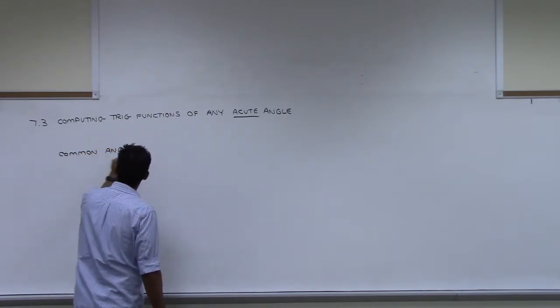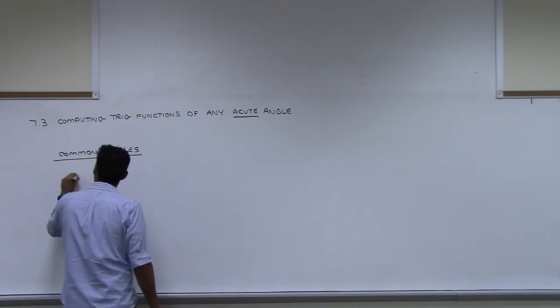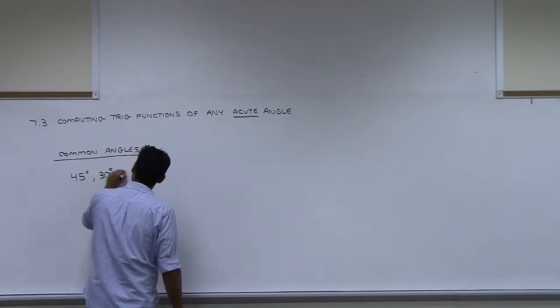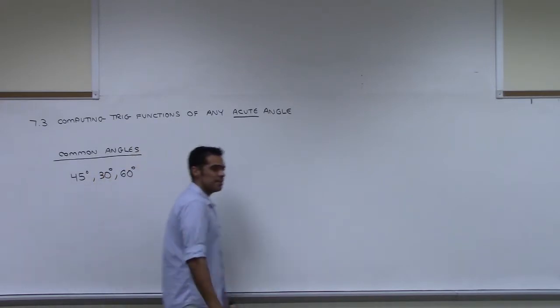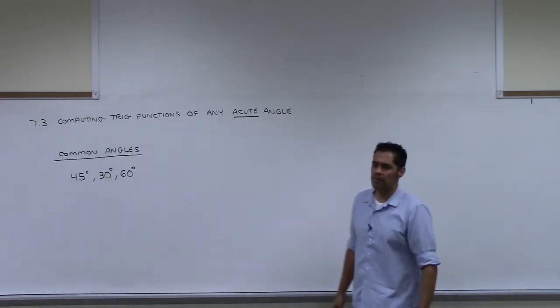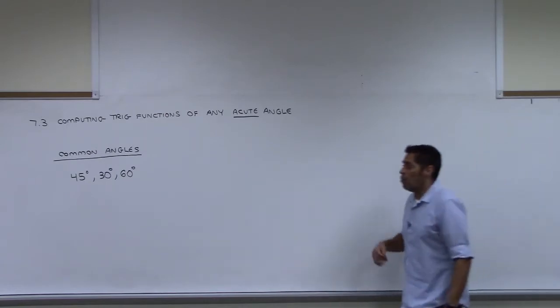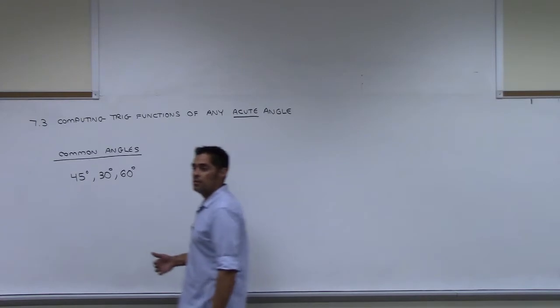The common angles are 45, 30, and 60. I put them in that order because that's the way I'm going to go after them. I'm going to do 45 first, then I'm going to do 30 and 60. So the question would become, what's sine of 45 degrees?